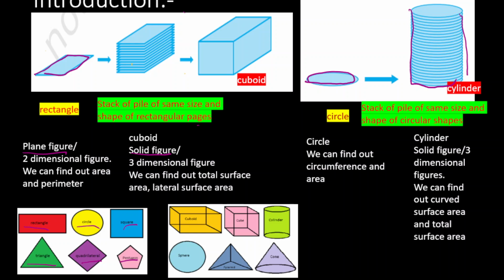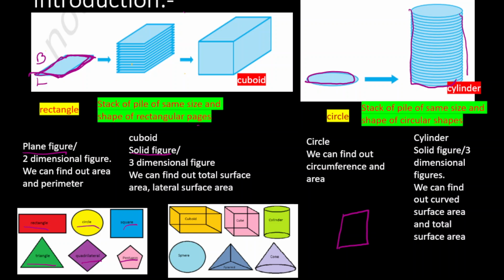And children, coming to the difference between the solid figures and plane figures, these plane figures have only two dimensions called length and breadth, and they have only one surface. On all the edges of these plane figures we can draw and explain them easily.